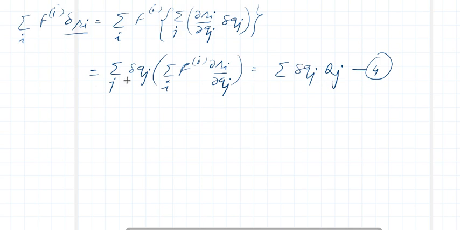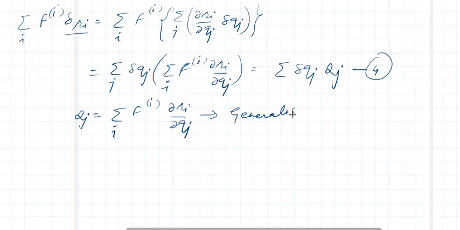Here this Qj is the generalized force. Qj is equal to summation over i of Fi curly ri by curly qj, and this is known as the generalized force.